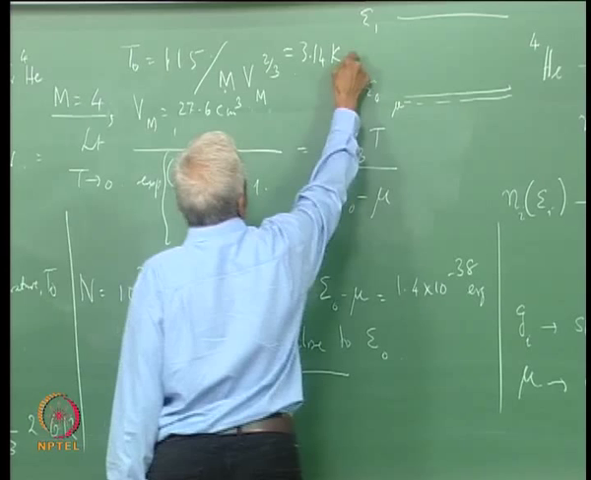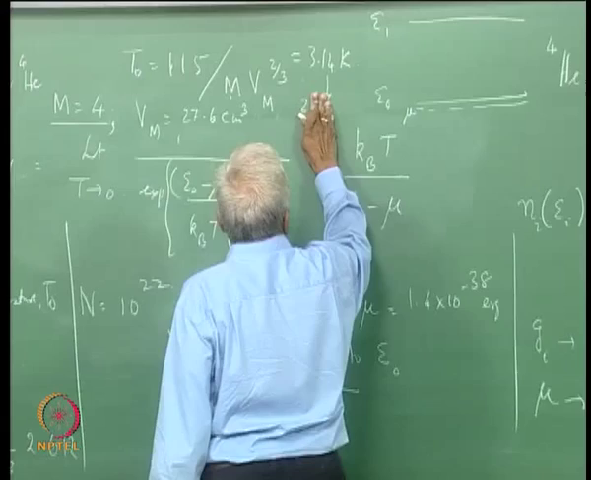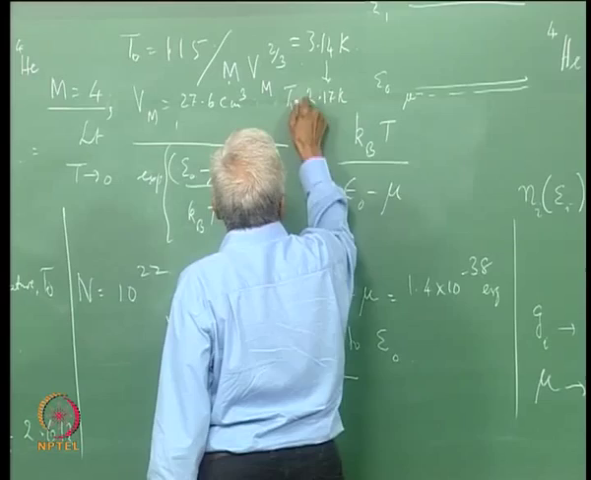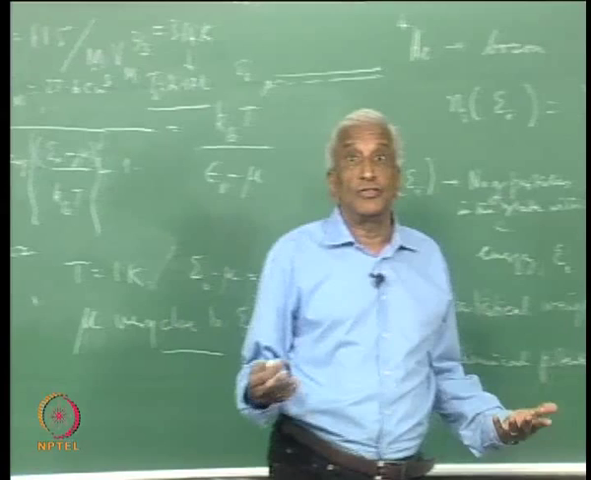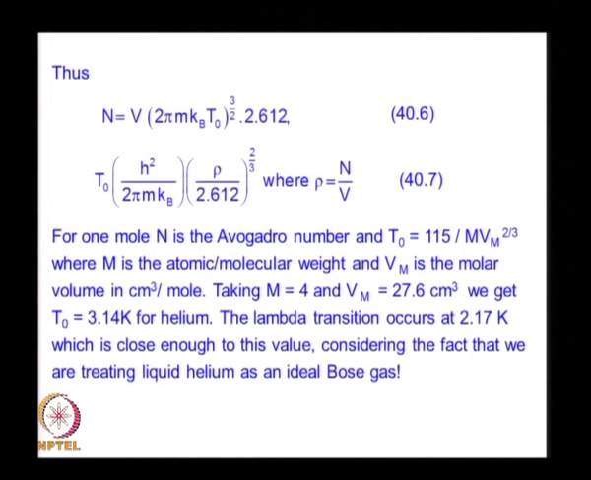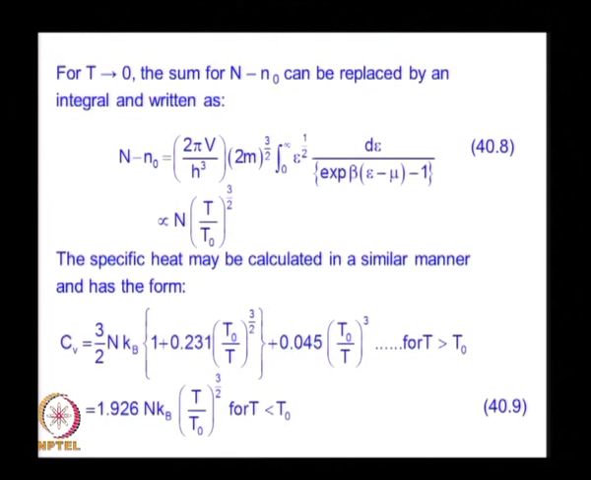The actual observed value for the lambda transition is 2.17 K. So, the Bose-Einstein condensation temperature calculated value is 3.14 K, assuming that the helium gas is an ideal Bose-Einstein gas, which is far from true. It is not a gas, it is a liquid. So, it does not really qualify as an ideal Bose-Einstein gas, it is an approximation. Considering this approximation, this is an extremely good agreement. So, the Bose-Einstein condensation picture of the lambda transition from the normal state into the superfluid state has therefore been accepted.